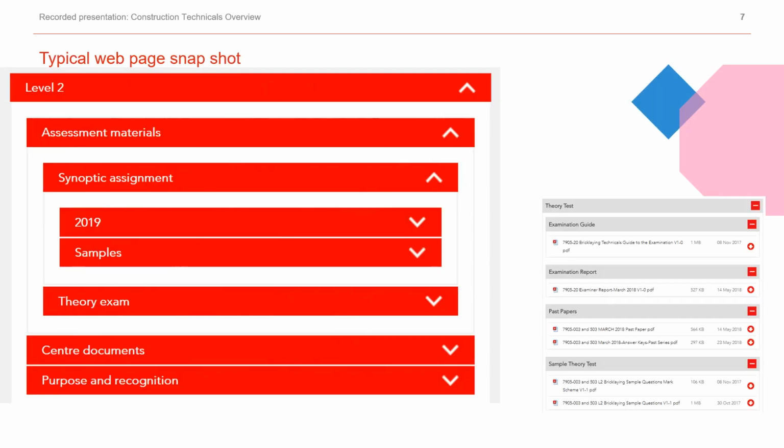If you look at our web page, this is the bricklaying level 2, you'll see a series of tabs, and what I've done, under synoptic assignment, I've opened a tab which then opens up two further tabs, 2019 and samples. If you went into the 2019 tab, you would find in there this year's synoptic and the recording forms that are used to evidence the outcome of that particular synoptic. So please do have a look at those.